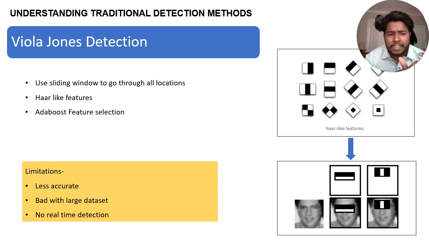So it has Haar-like features. Also, it has AdaBoost feature selection, which basically improves the performance of the detection algorithm. After all this, this method also has some limitations. It is less accurate than the other methods developed after it. Also, with a large data set, this method doesn't perform that well. Also, the real-time detection for this method is not that great compared to other methods. So we are moving towards the next method now.